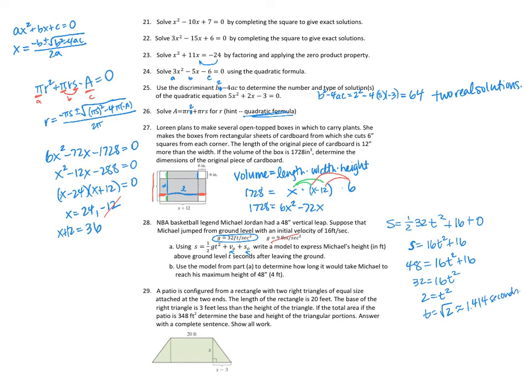The next one says a patio is configured from a rectangle with 2 right triangles of equal size attached to the 2 ends. The length of the rectangle is 20 feet, and the base of the right triangle is 3 feet less than the height of the triangle. If the total area of the patio is 348 square feet, determine the base and height of the triangular portions. Answer with complete sentence and show all work.